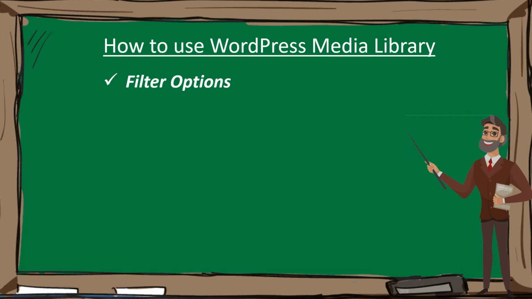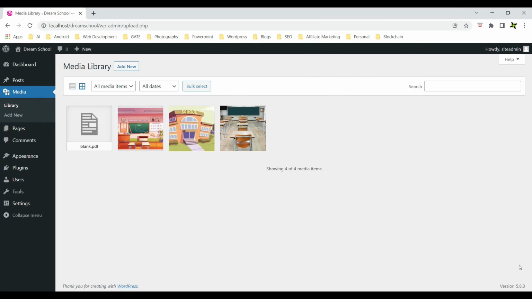Let's move to filter options. Media Library provides you the option to filter the media files based on certain criteria. These filters are available based on the view that you are using. We will discuss filter options in grid view as well as in list view. Let's now come back to the Media Library screen. Here you see I have uploaded all the images and a PDF file for demonstration purposes.